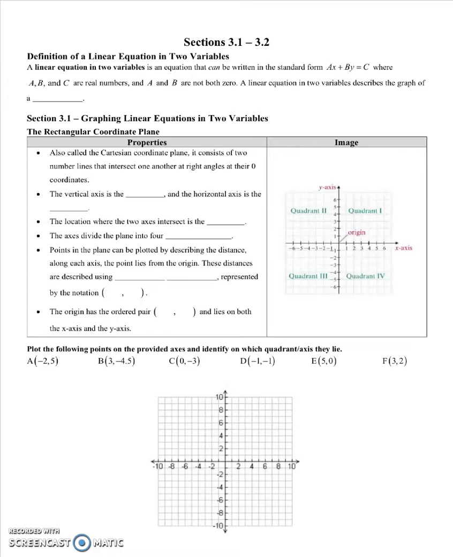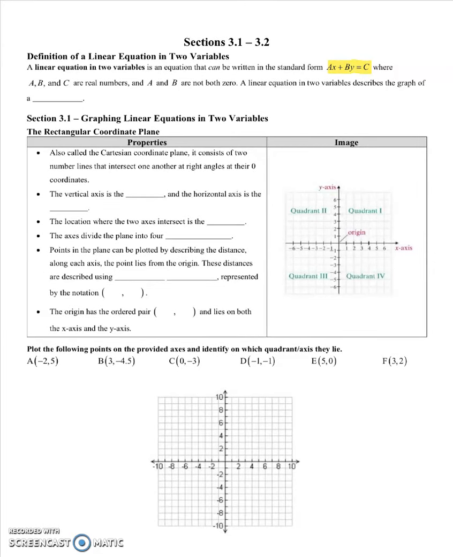We're going to start talking about linear equations and graphing now in chapter 3. So first we need to define a linear equation in two variables. We talked about linear equations in one variable in the last chapter. But a linear equation in two variables is an equation that can be written in the standard form ax + by = c, where a, b, and c are real numbers.